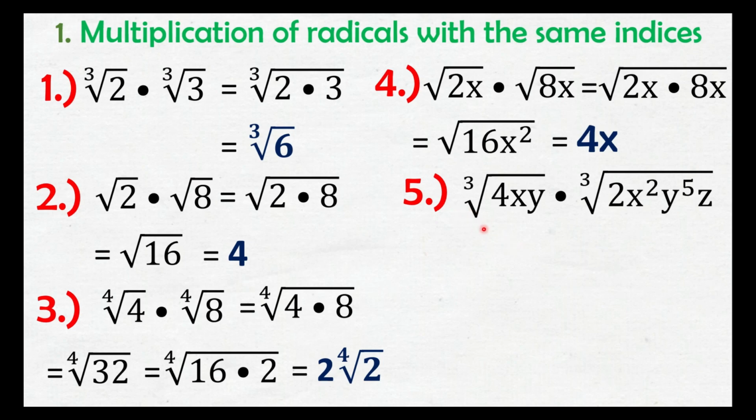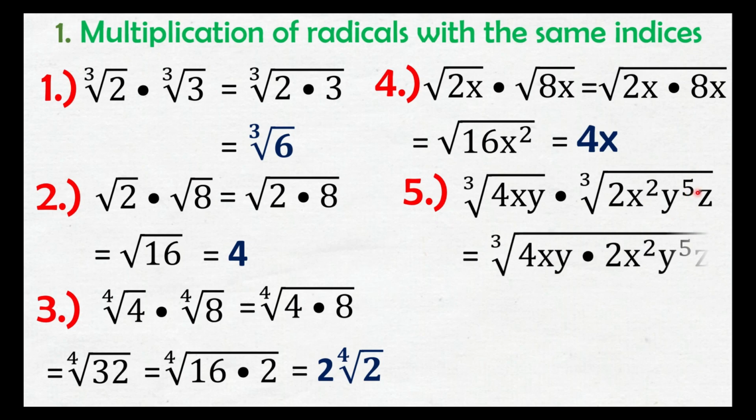Example number 5. Cube root of 4xy times cube root of 2x squared y raised to 5z. Pagsamahin lang natin sa loob ng isang radical sign. So we have 4xy times 2x squared y raised to 5z. And then multiply lang natin yung coefficient na 4 tsaka 2, x tsaka x squared, and y tsaka y raised to 5. Add lang natin mga exponent niya. Makukuha natin ay 4 times 2, that is 8, x times x squared, that is x cubed, 1 plus 2. And y times y to the 5th, yung exponent na 1 plus 5, that is 6. And copy lang natin si z.